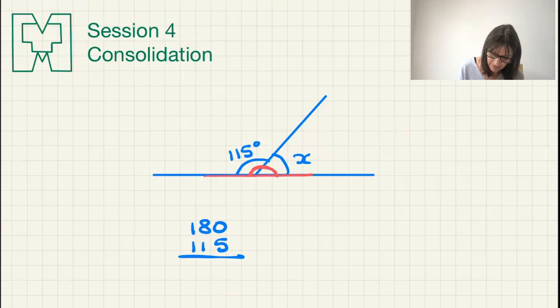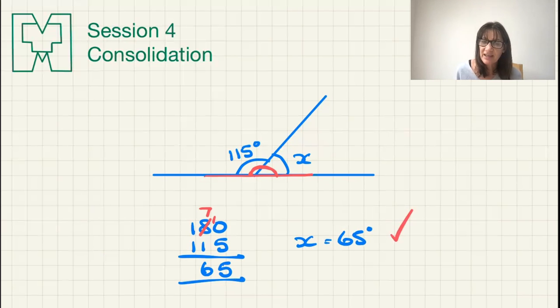So I'm back to doing that whole take 1 from there, carry it over. I've now got 10 take 5, which is 5. 7 take 1 is 6. 1 take 1 is 0. So X is equal to 65 degrees.